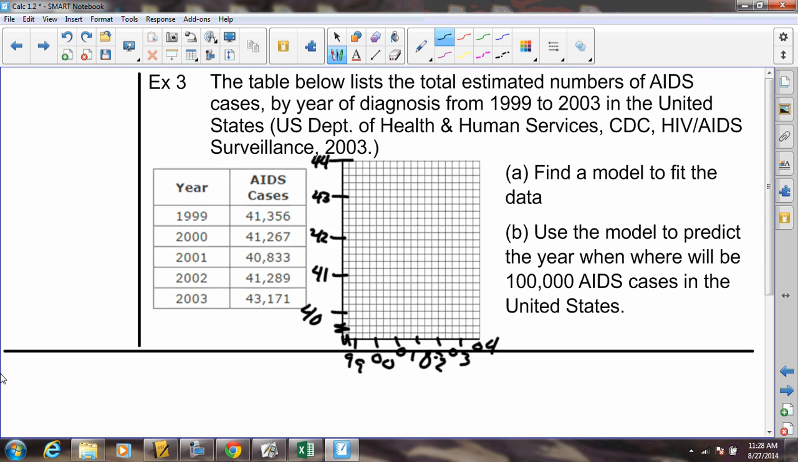So 99, there were about 40,000. And in 2000, 2001, a little bit below 40,000. And 2002, we got up to 41 and a little bit over. And then 43. So about there. So what do you think? Linear model for that?